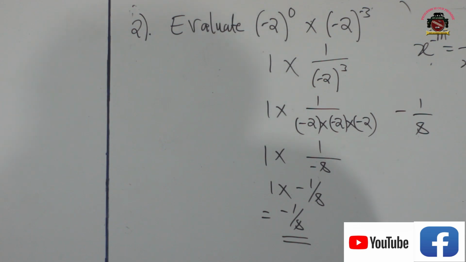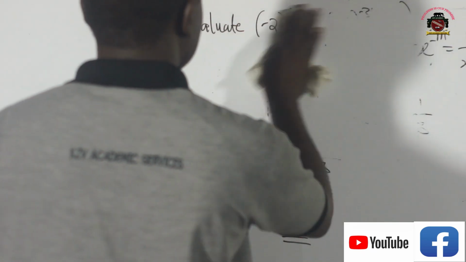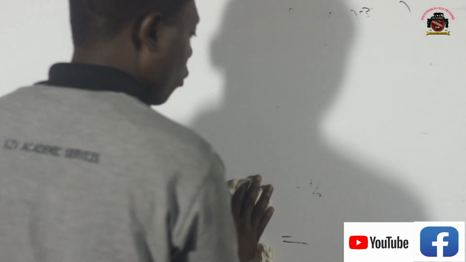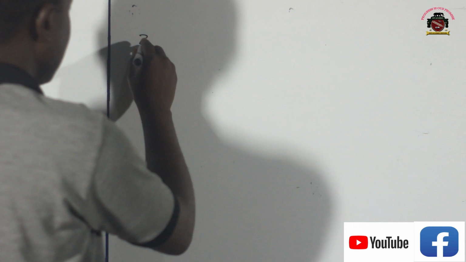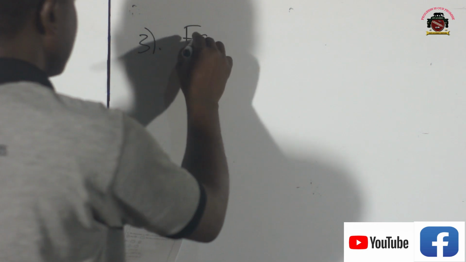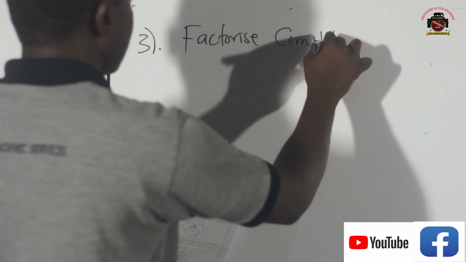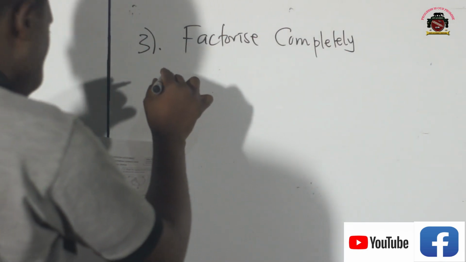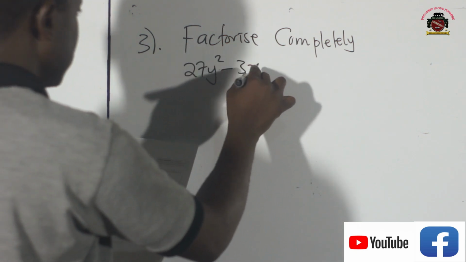Okay, let's move on to the third question. So I'm going to erase question 2. We go to question 3. Now, what is question 3 saying? Question 3 is factorize completely 27y squared minus 3x squared.